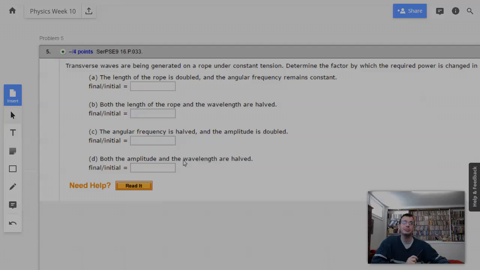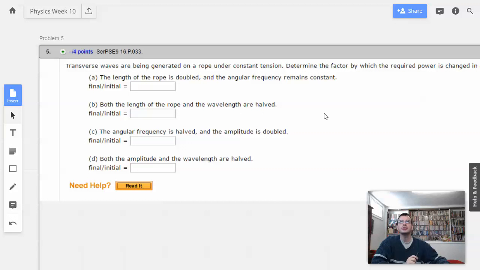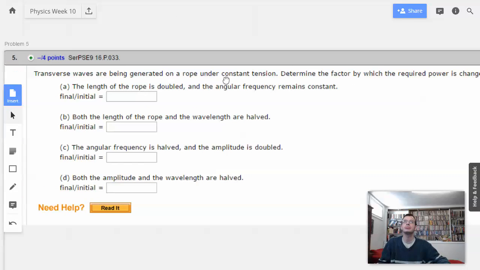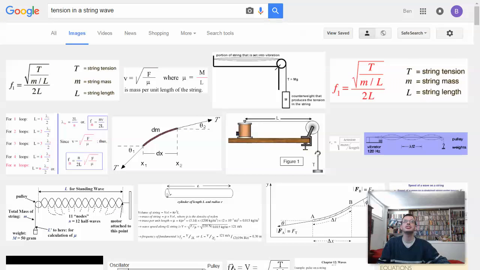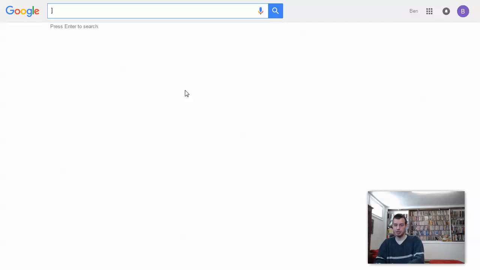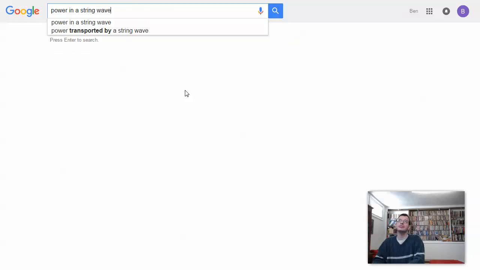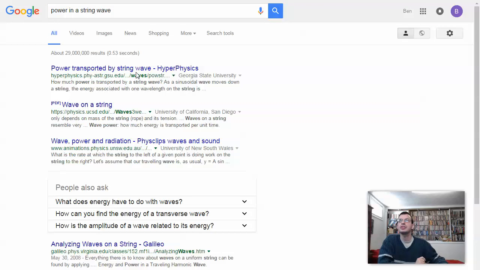Week 10, Problem 5. Transverse waves are being generated on a rope under constant tension. Determine the factor by which the average power is changed in each of the following situations. Alright, I have a feeling this is just going to be a straight power in a string wave. Bam. Power transported by a string wave.